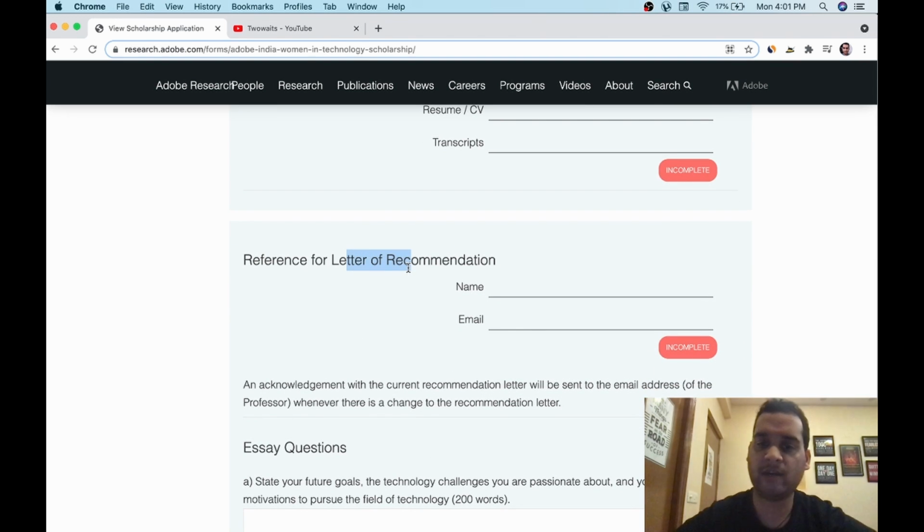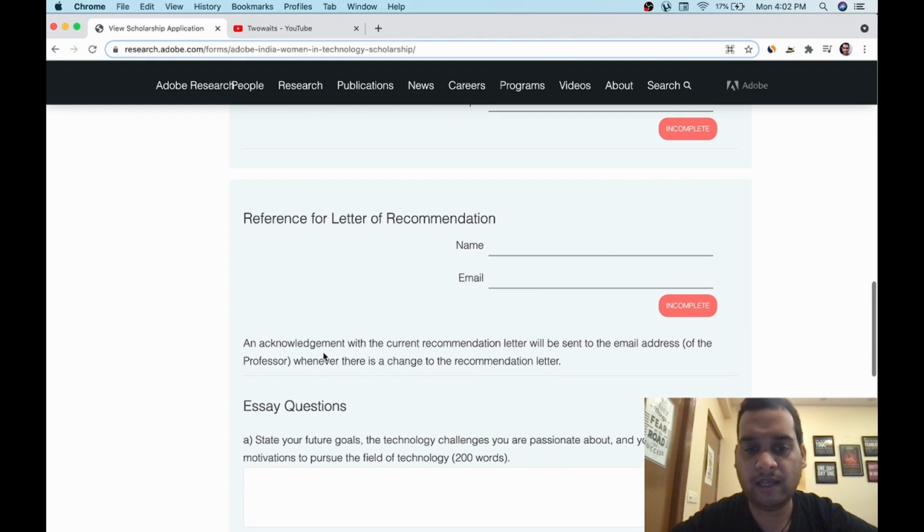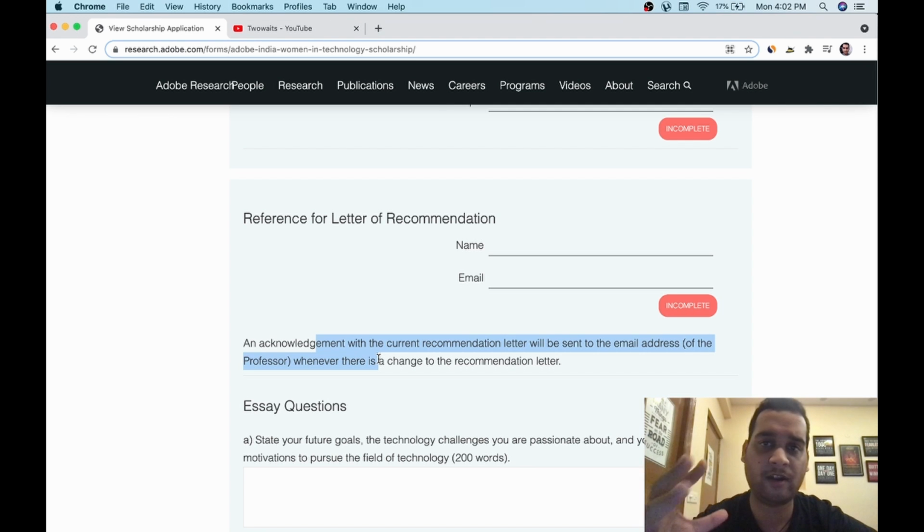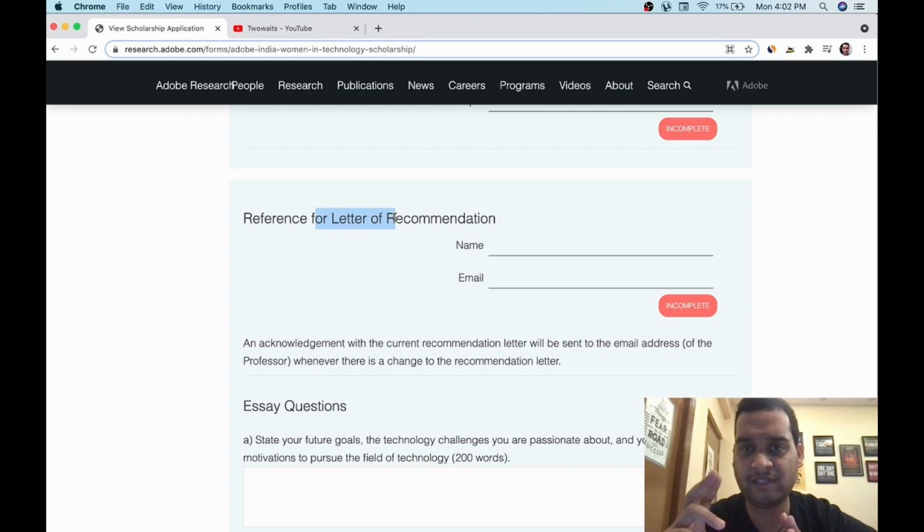Next is the reference for the letter of recommendation. This is important. You have to add the name of the professor and the email ID. Most probably you will give the official college email ID. So please take consent from the professor, and don't just add without taking consent, because they will send an email to that person saying that this student has applied and given your recommendation. So do you know or do you not know? Please make sure you tell that professor, tell that HOD, that I am giving your reference. Please don't give it like that.